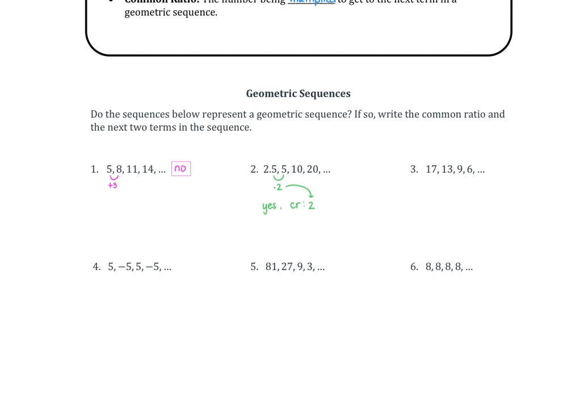And then it asks me to continue my sequence. So 20 times 2 would be 40, and 40 times 2 would be 80. It only wanted me to go 2 more places, so I'm done.